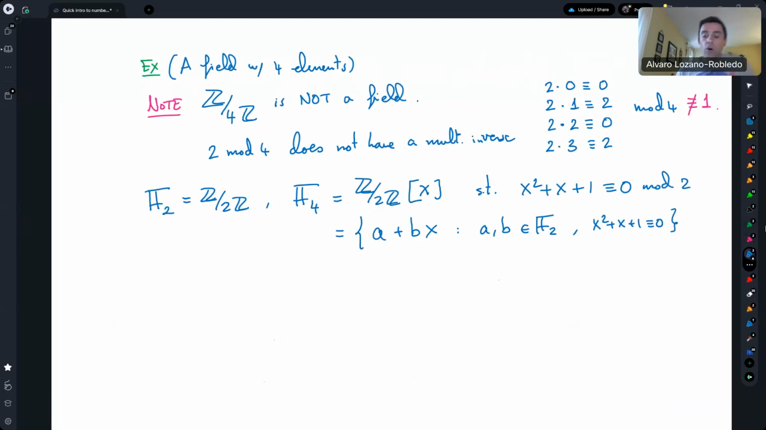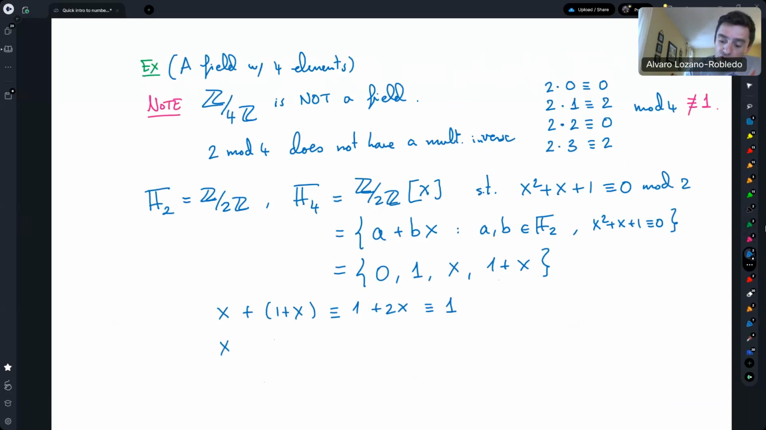Okay, so what turns out to be is that this field is just a field with 0, 1, x, and 1 plus x. Those are all the elements. And you can multiply elements. So x times 1 gives you x. Or you can add elements: x plus 1 plus x. What is that? That is 1 plus 2x. And 2x is 0, so this is just 1.